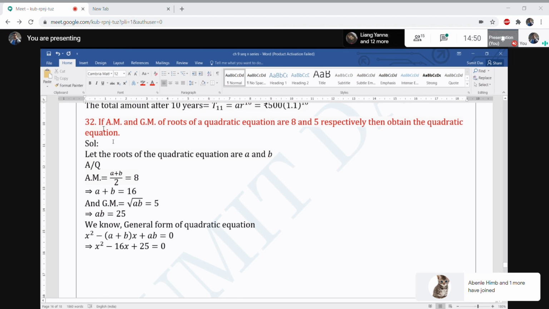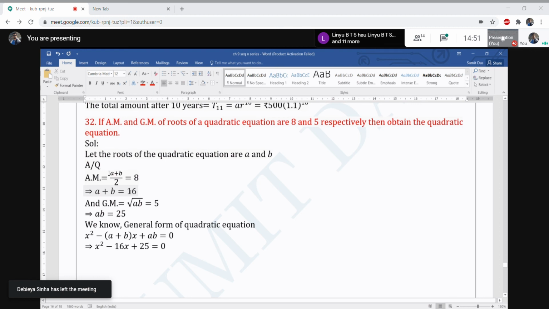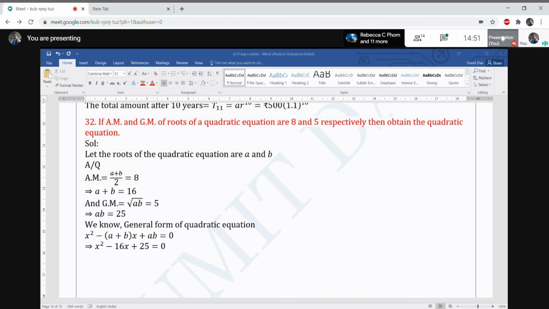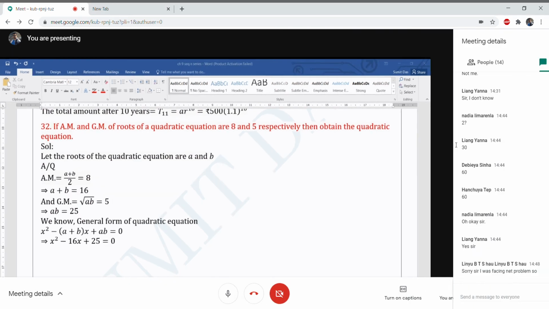So the roots are small a and small b, right? AM means, we know, a plus b by 2, which is equal to the given 8. So what is the value of a plus b? We got 16. GM is given. GM is the square root of ab. We know that if a and b are numbers, the square root of ab will be the GM.